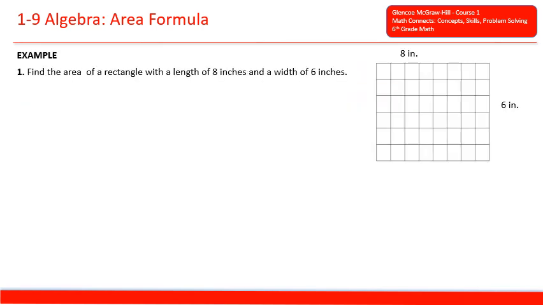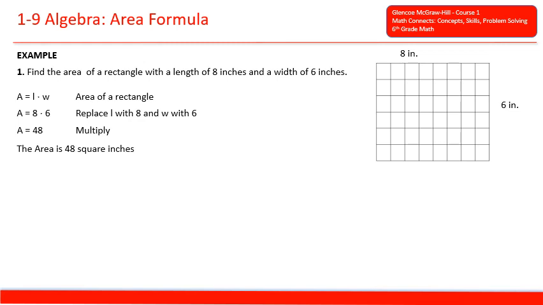Find the area of a rectangle with a length of 8 inches and a width of 6 inches. So we have 8 inches by 6 inches on this rectangle, and area equals length times width, or L times W. So area equals 8 times 6, because we're going to replace L with 8 and W with 6. And if we multiply, the area is 48. The area is 48 square inches, also written as 48 inches squared.